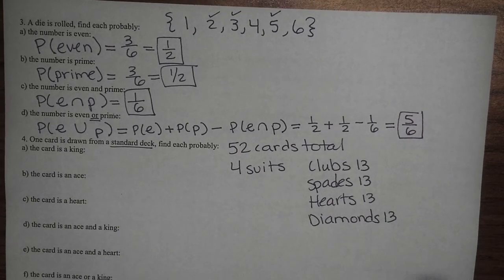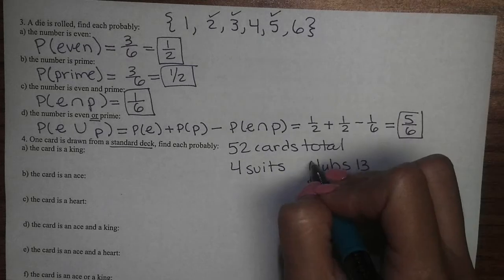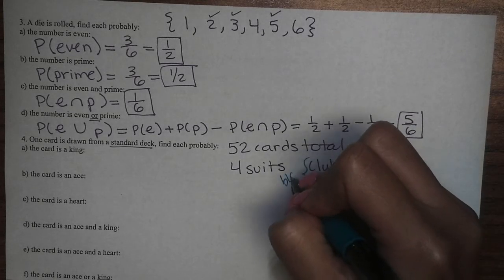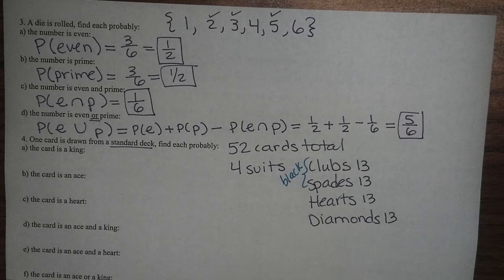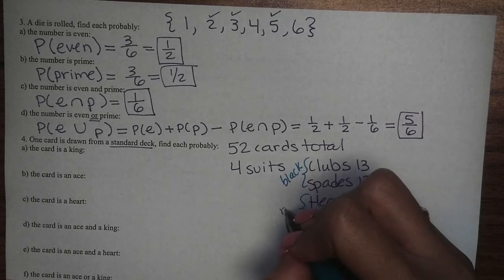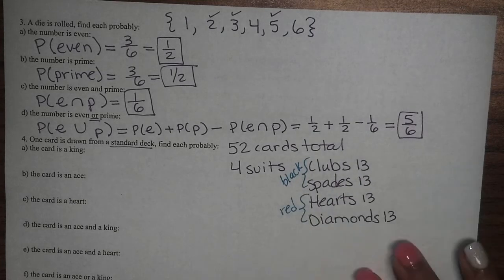You do need to know that the clubs and the spades, those are black cards. So the color of those are black. Hearts and diamonds are red cards, because you will be asked questions like black and red.